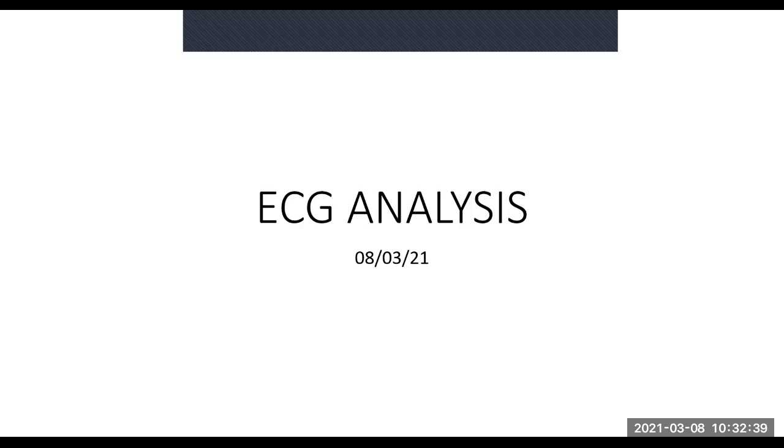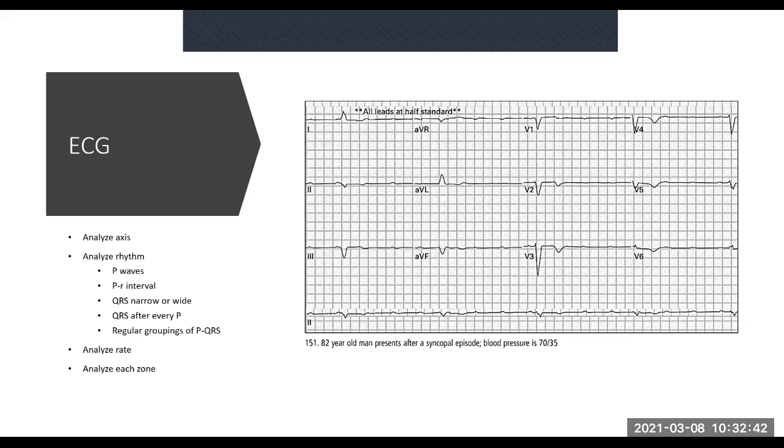So we're going to talk about an ECG, and we're going to analyze it. We always remind ourselves of what we do when we are analyzing an ECG. We analyze the axis. Let me just get my laser pointer up. Sorry about that. We analyze our axis, we analyze our rhythm by looking at the P waves, the PR interval, whether our QRS are narrow or wide. Do we have a QRS after every P and regular groupings of P QRS? We analyze the rate, we analyze each zone, and this is our ECG. We're going to get to the big one just now, and then we're going to see from there.